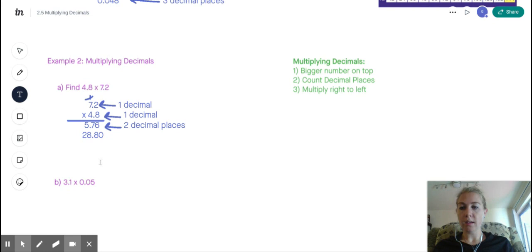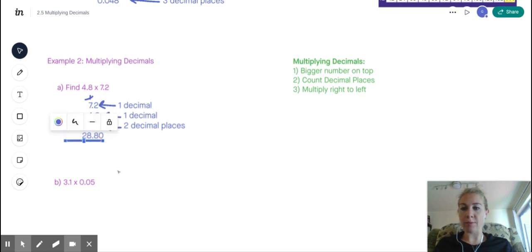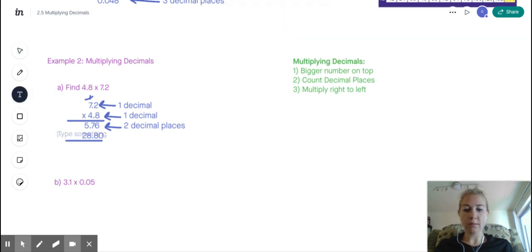Okay, and now we're going to add, because we're done multiplying. We're going to add 5.76 plus 28.80. We don't need to count up these decimal places or add them at all, because we still will have 2 decimal places in our answer.